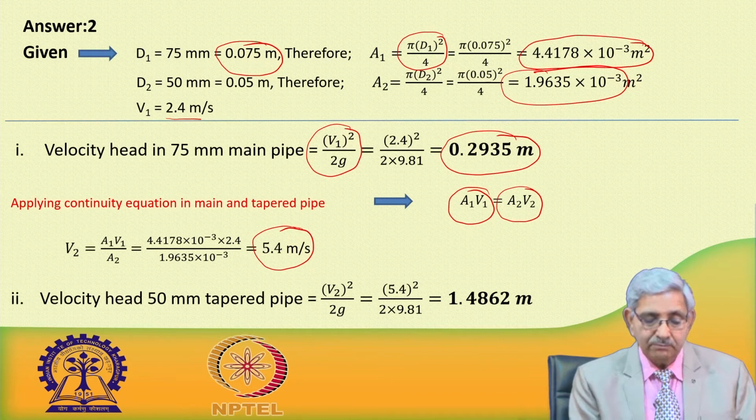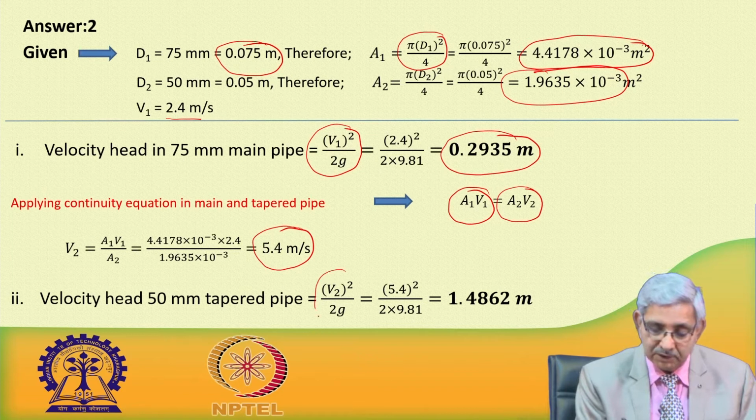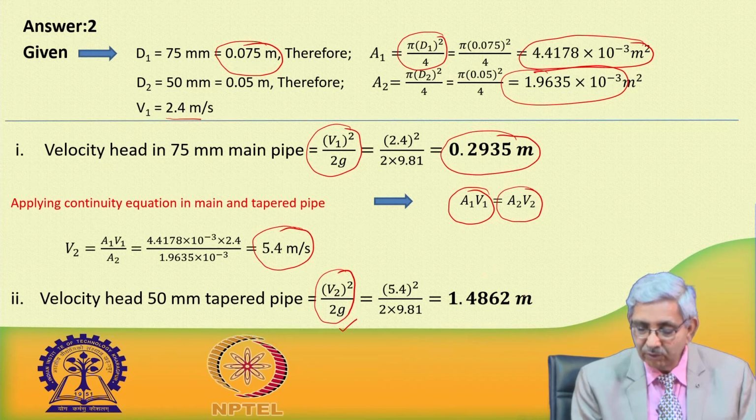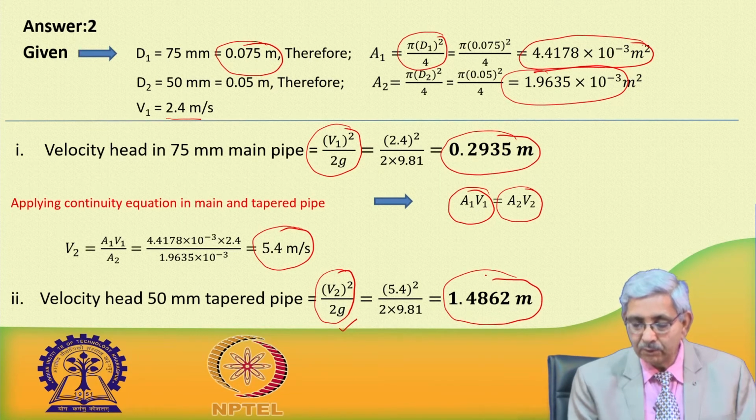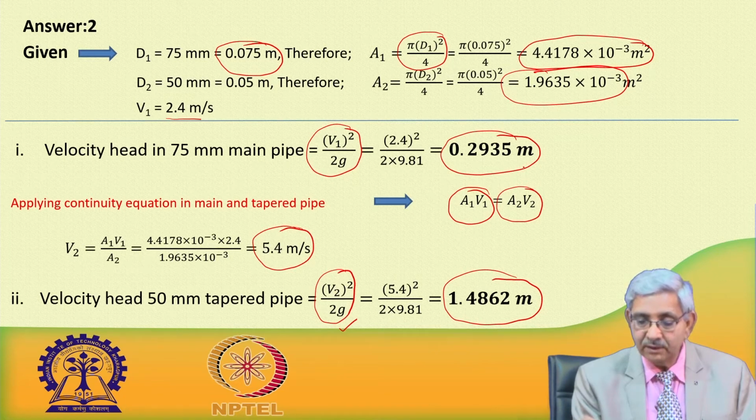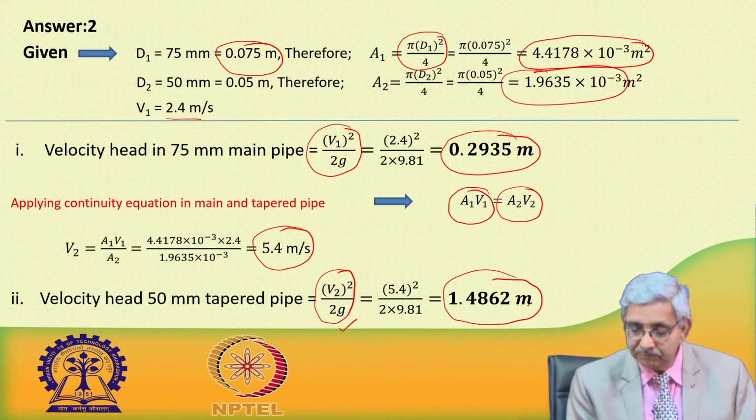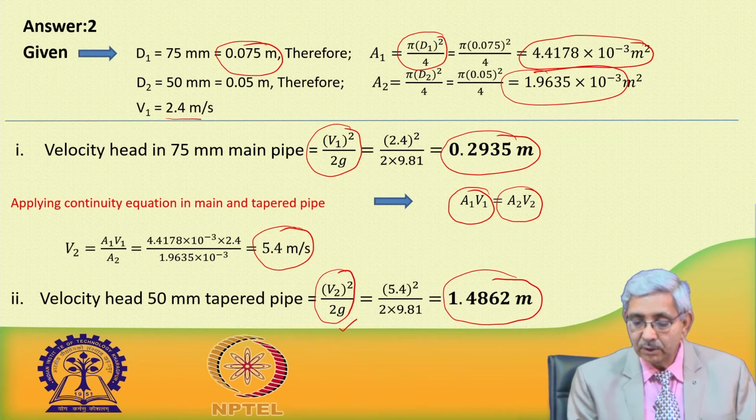Now, once we have got the velocity, one can work out the velocity head, and this velocity head is V2 square by 2g. So, after calculation we get the equivalent velocity head as 1.4862 meter. This was asked in the question, that is, what is the velocity head. So, velocity head in the 75 millimeter pipeline is 0.2935 meter, and in the 50 millimeter pipeline it is 1.4862 meter.